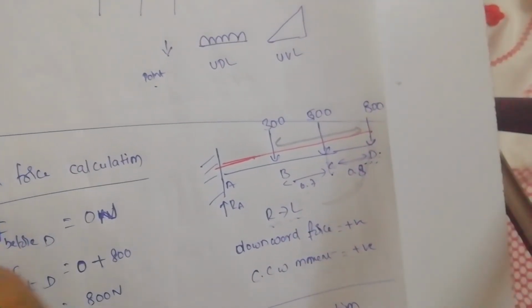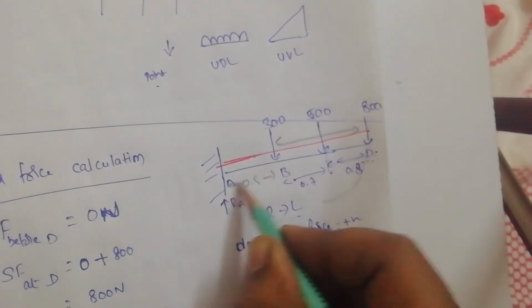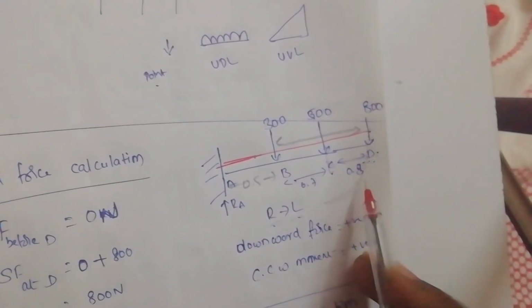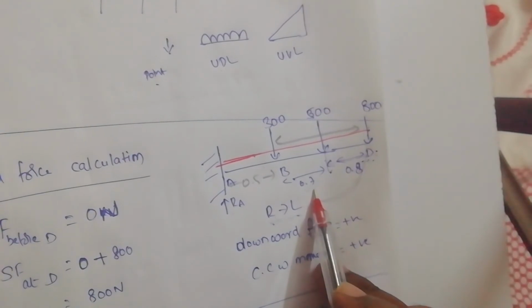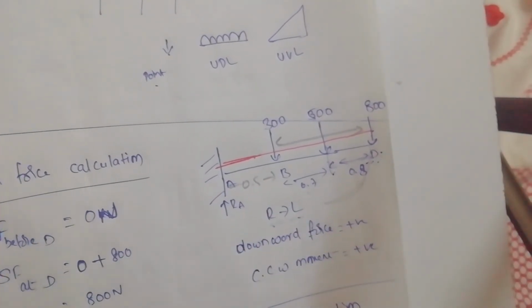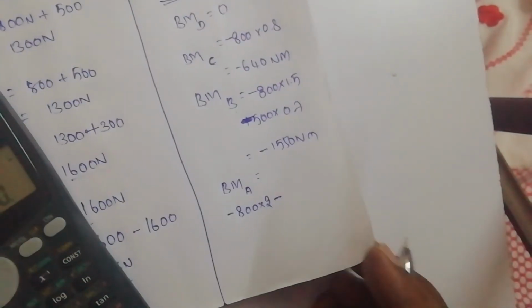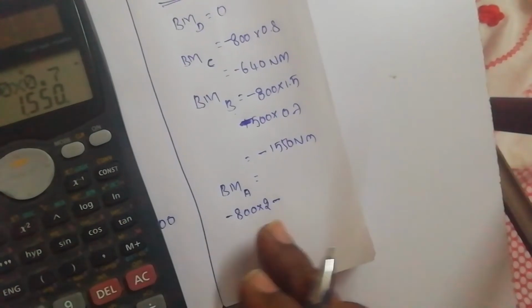What will be the total distance? The value of this is already given as 0.5. So tell me this total distance: 0.8, 0.7, 1.5 plus 0.5. So the total span of the length is 2 meters. They have already given that in the question also. So 800 into 2.